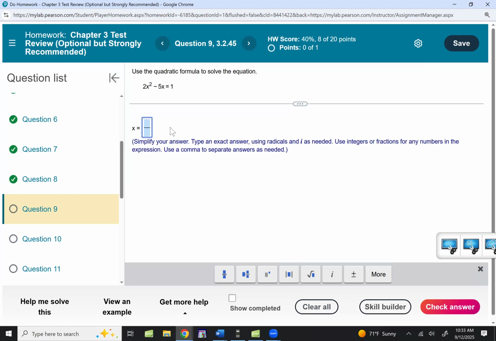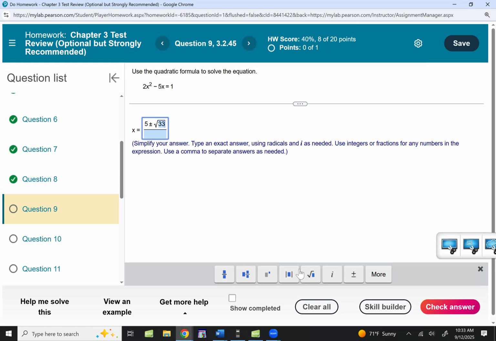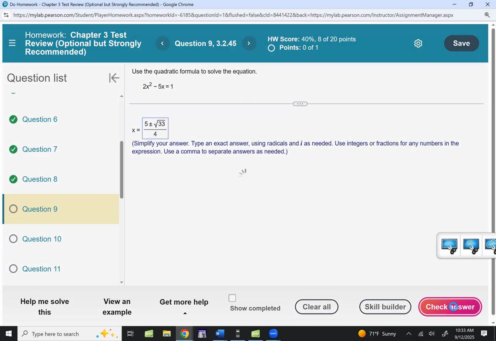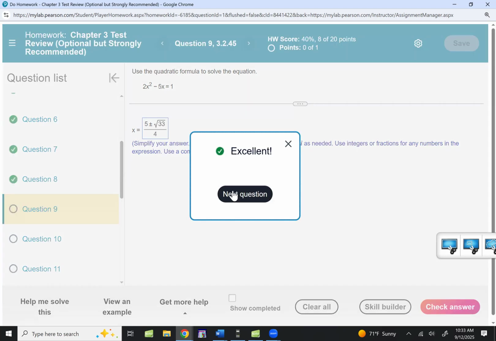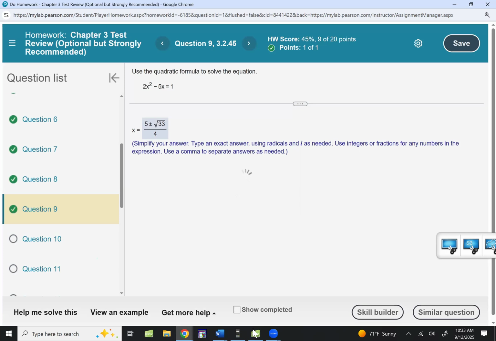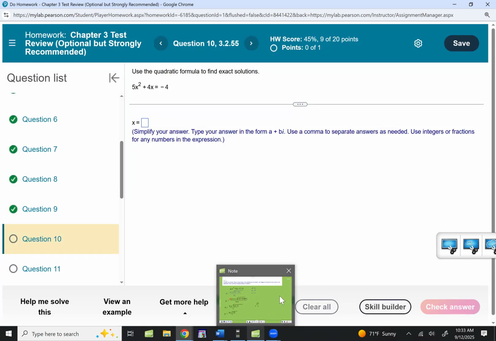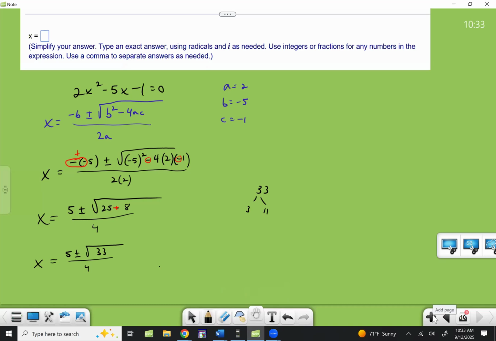Okay, so we have 5 plus or minus the square root of 33 all over 4. Oops, just kidding. My down arrow doesn't work. Okay, so tab. There we go. Let's see if it lets us do it that way. All right. I'm a little bit lazy, or I'll say I'm efficient. How about that? I'm efficient. So I'm glad it lets me put it in that way.